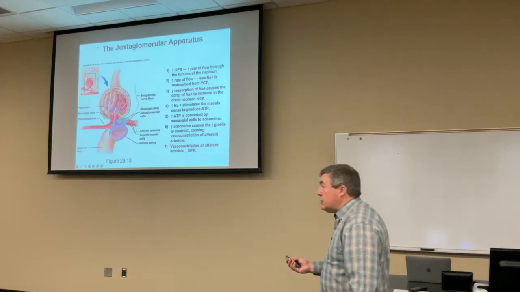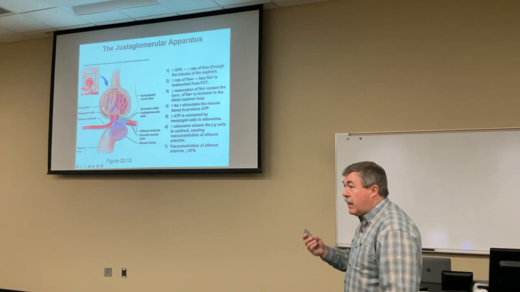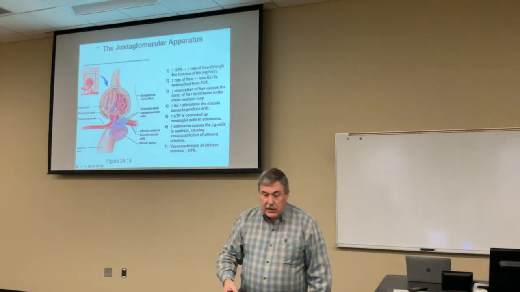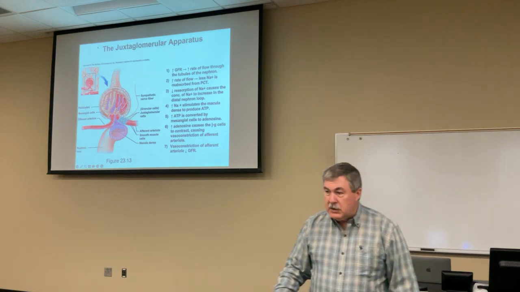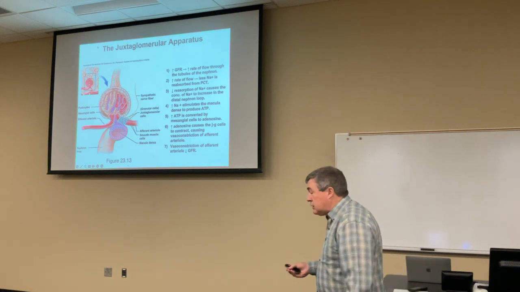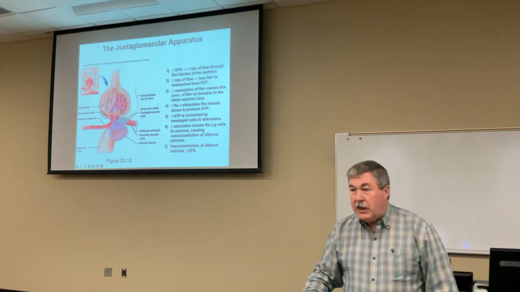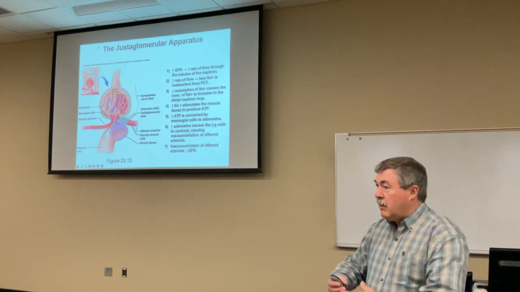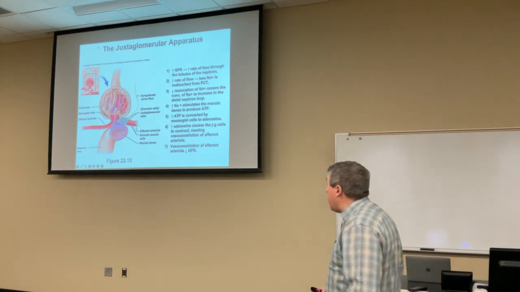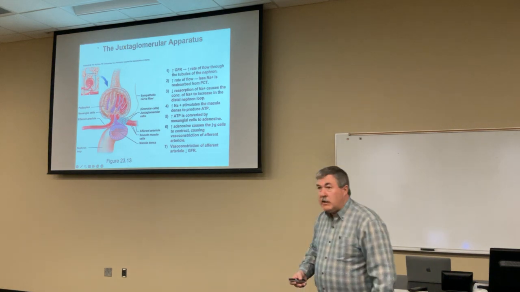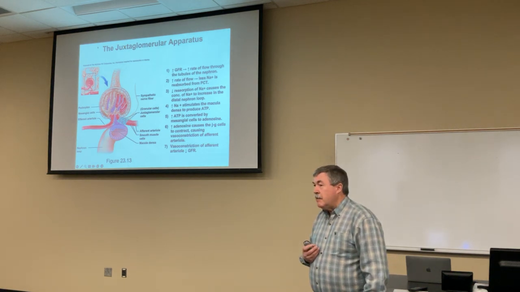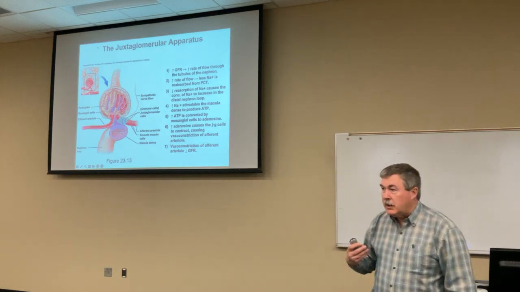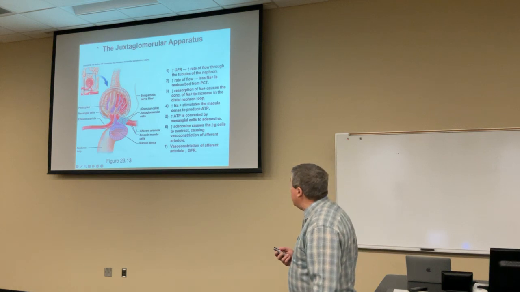That lower concentration of sodium is going to be detected by the macula densa. It's going to produce less ATP. So less ATP, you have less adenosine that's produced by the mesangial cells. If you have less adenosine, then you have less vasoconstriction. So in other words, you'll have vasodilation, just the opposite. And so that will return the GFR back to normal.